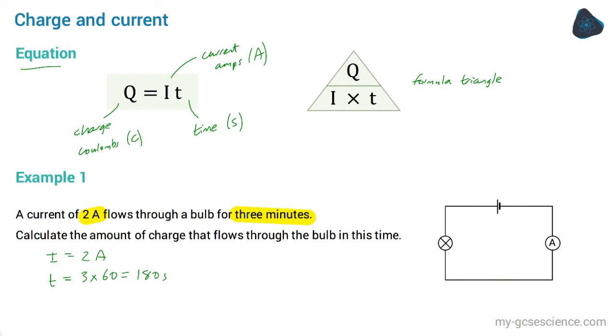Now that we've done that, we can use either the equation or the formula triangle. Writing down Q equals I times T, substituting in our numbers, 2 times 180, and we're left with our final answer of 360 coulombs. Right, having done that one, let's go on to a slightly more complicated example next.